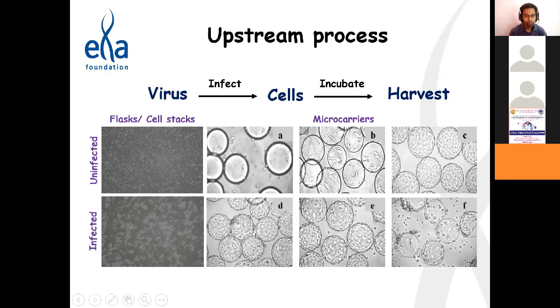So cells are seeded. Initially, they will look round, and then slowly they start growing on the surface of the microcarriers. When these are infected, here in the image D that you can see, you can see that slowly the cells are dying, and the microcarrier is again kind of empty. So this can also be used.